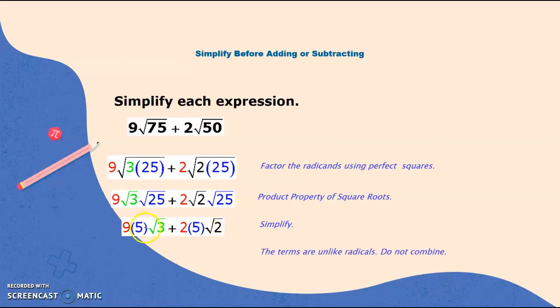If you notice, 9 times 5 square root of 3 plus 2 times 5 square root of 2. So 9 times 5, that's 45, then 2 times 5, that's 10. Then we can say that these are unlike radicals, since the radicands are not the same, right?